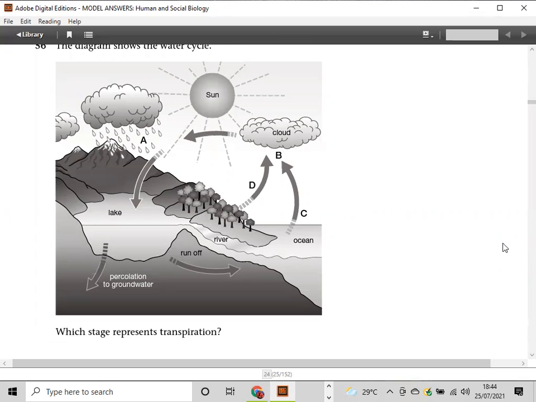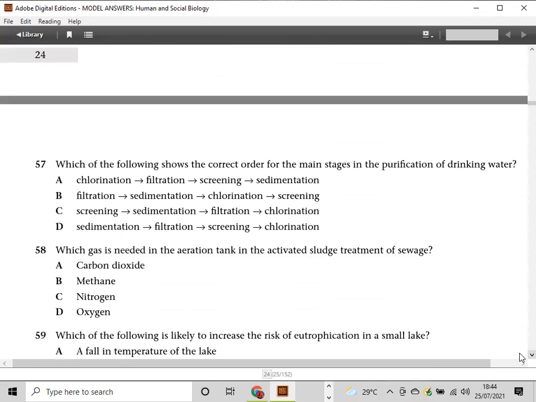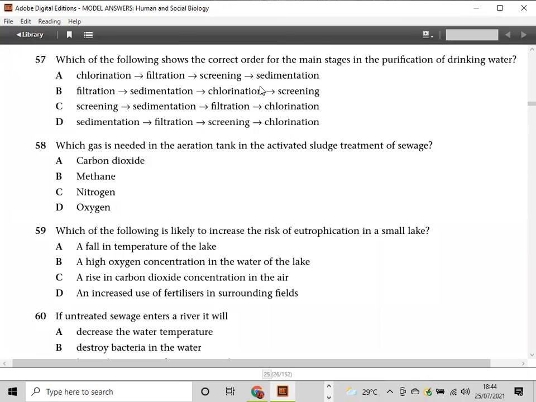56. Which state represents transpiration? And that would be the. Alright. So let's move on. And that is C. Rise of carbon in concentrated air. Oh, we're not at 49 yet. It's supposed to be 57. 57 is C.